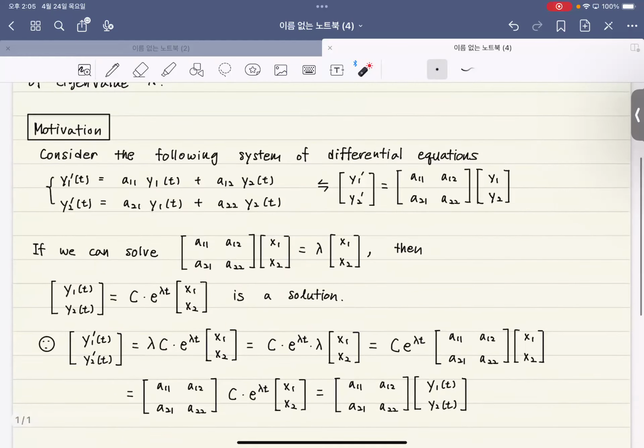Why? In order to verify if any given function is a solution of the given differential equation, the fastest way is to just plug it in. So if this is your solution, just take the derivative of this guy: y1 prime, y2 prime. These are just constants, so they carry over. But e to the lambda t, taking the derivative, is going to be lambda times e to the lambda t.